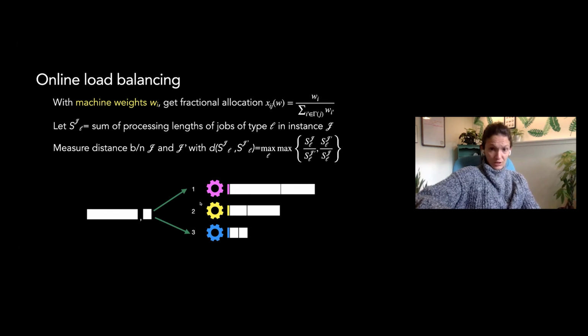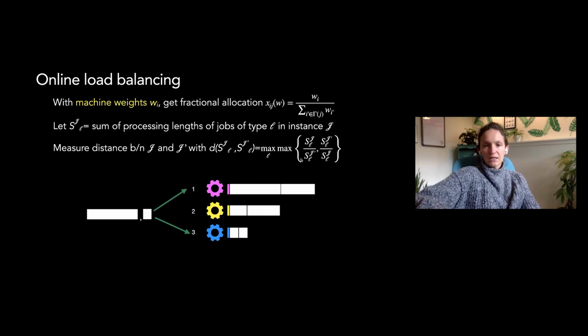So anyway, the distance metric that they came up with is the distance between the two instances. I shouldn't have denoted it like this. This is really the distance between J and J prime, taking the max over all the job types L of the max of the ratios of either S sub L of J divided by S sub L of J prime, or flip that ratio. So just focus on one of these.